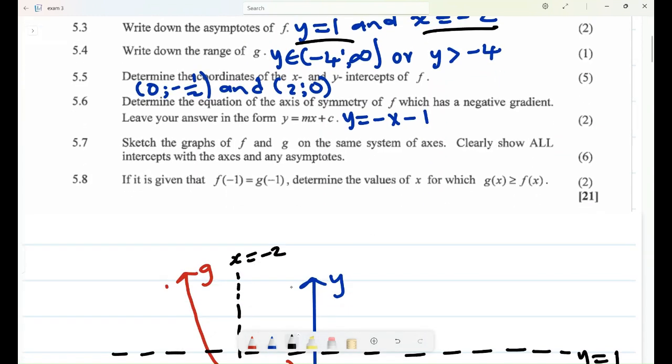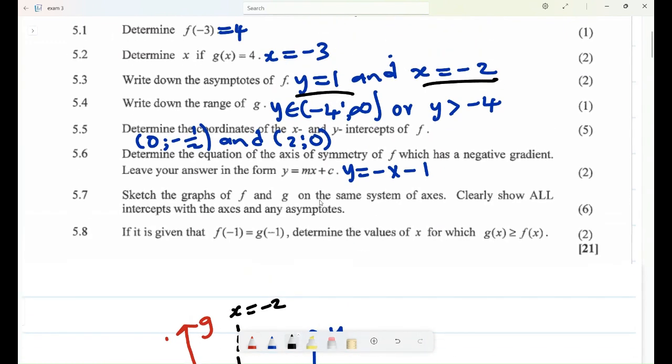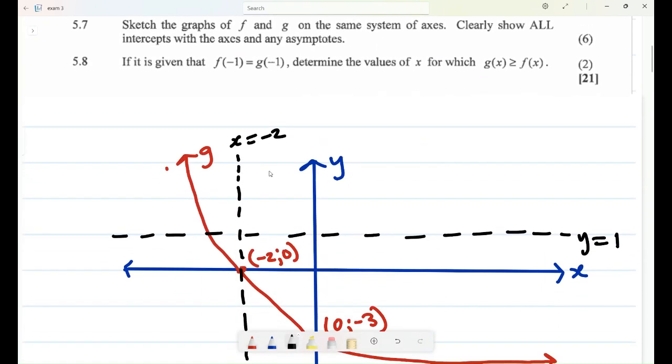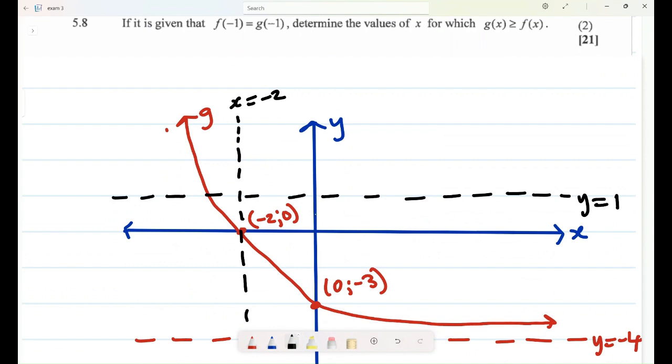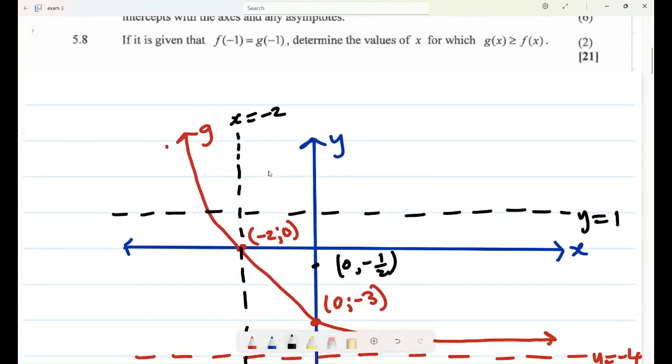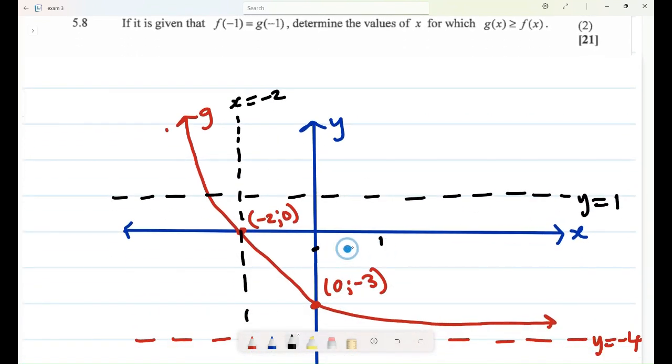Now, before we do that, let's plot first our x and y intercepts. The y-intercept for this one is 0 and negative half. Somewhere, negative half is here. The other one is 2 and 0. Let me remove it. 2 maybe here. So I'll just label them.